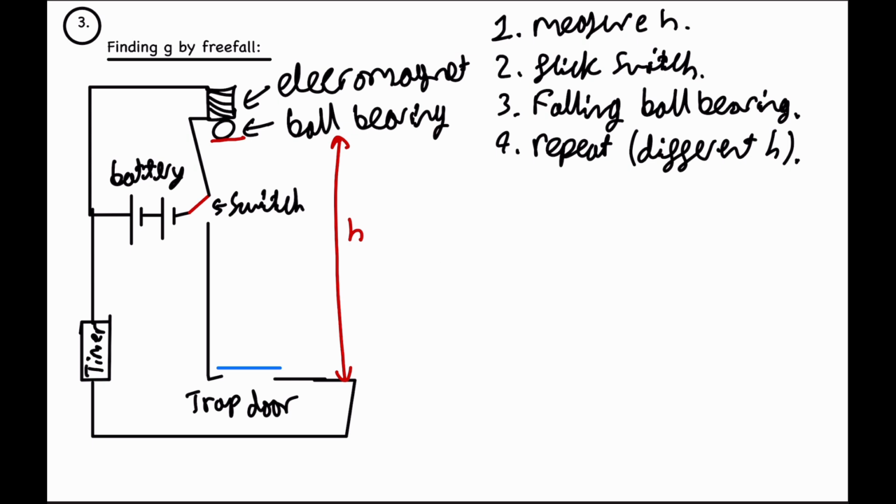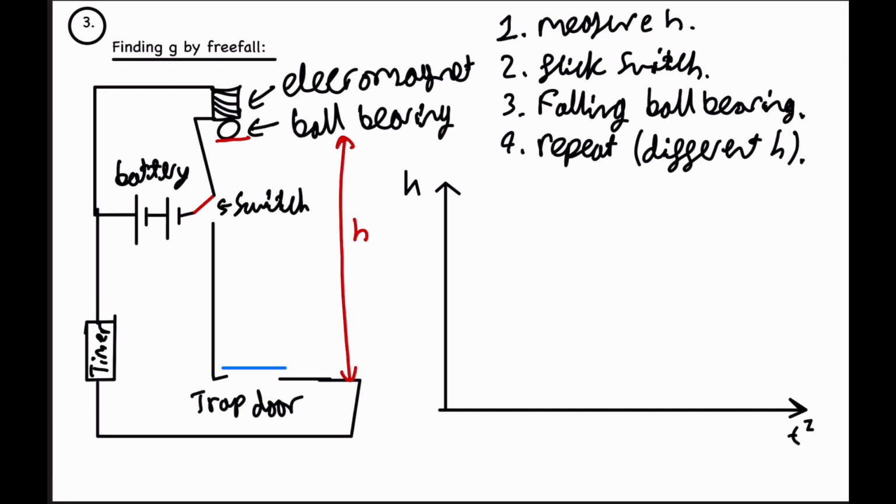So the graph would look something like this. You would have h like this, so h on the y-axis, the height. If you have different heights, t squared on the x-axis, then we can plot the graph, so you have points like this, and we can draw a straight line to calculate a gradient. And using this graph, we'll know that the gradient is equal to h over t squared.